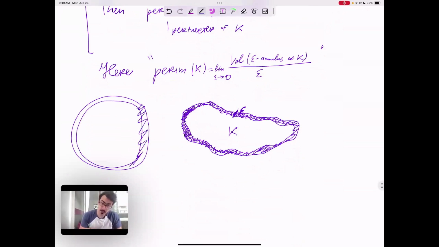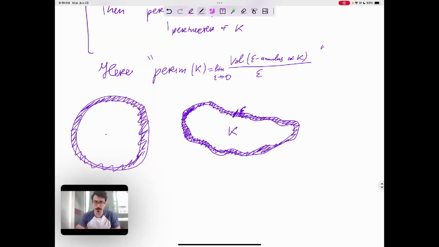So the isoperimetric inequality in Rn says that of all the sets of the same volume as the volume of a ball, the ball has the smallest perimeter, or the smallest surface area. Any questions?